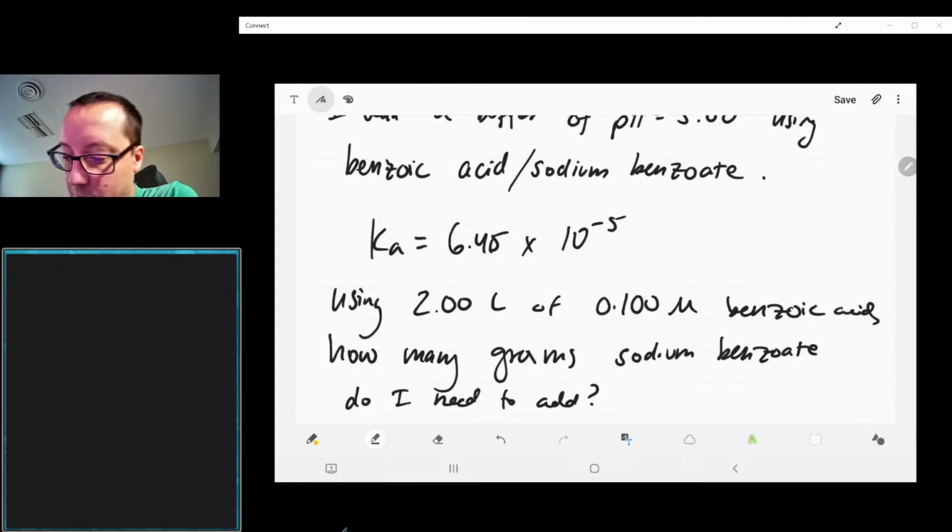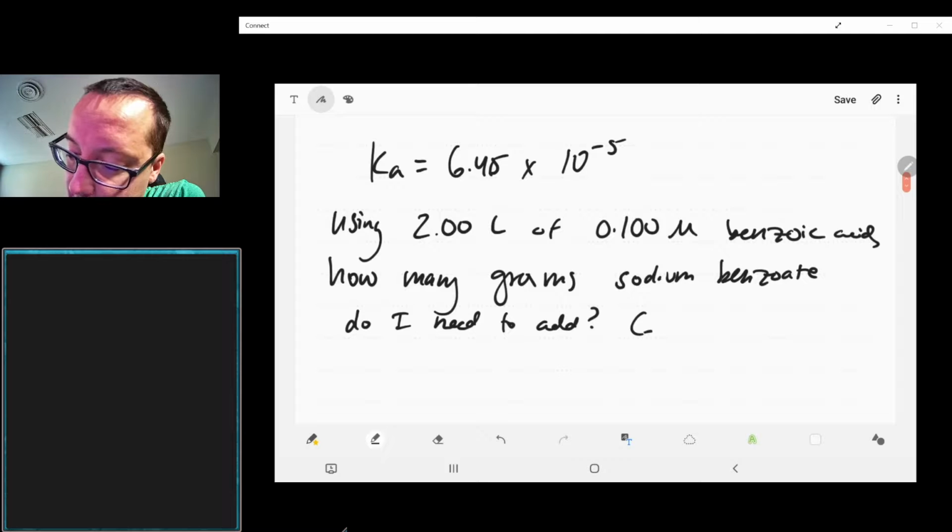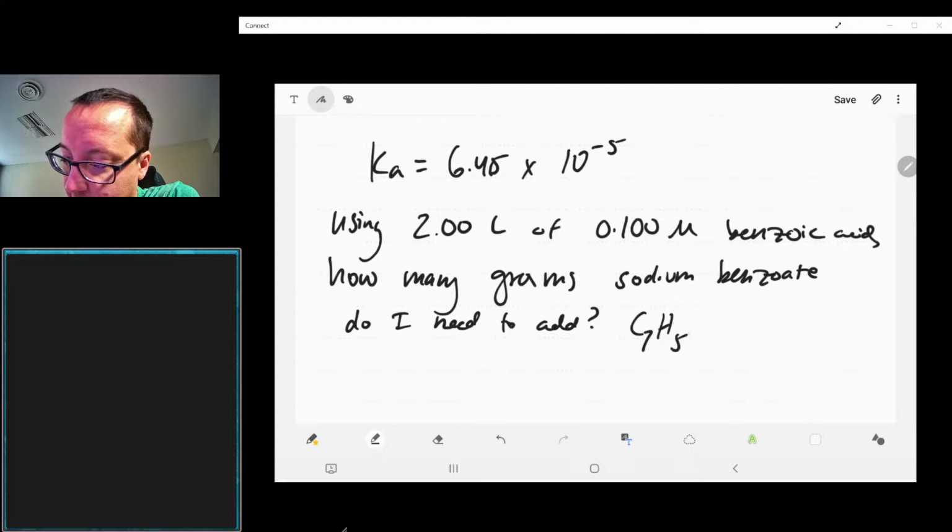Sodium benzoate would be C7H5O2Na, I guess we'll put up there. That would technically be the formula for sodium benzoate. So we'll leave that alone though. So, what are we going to do here?